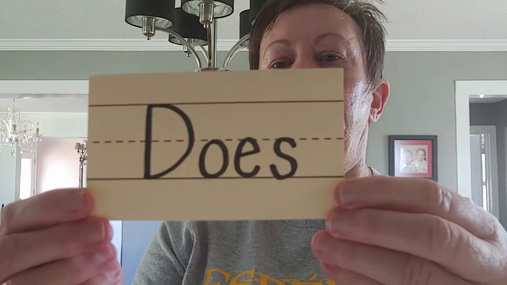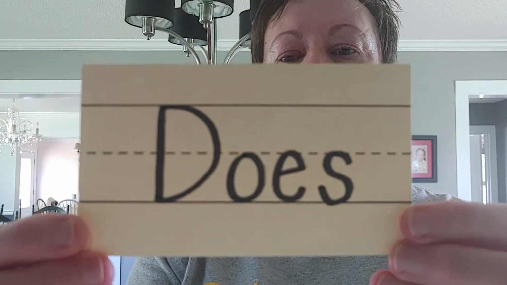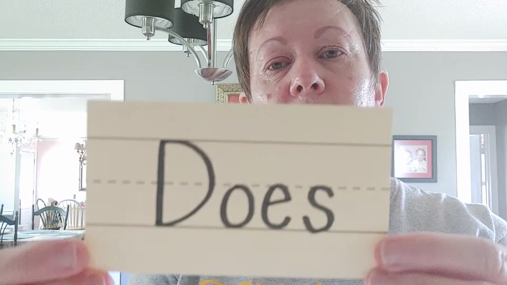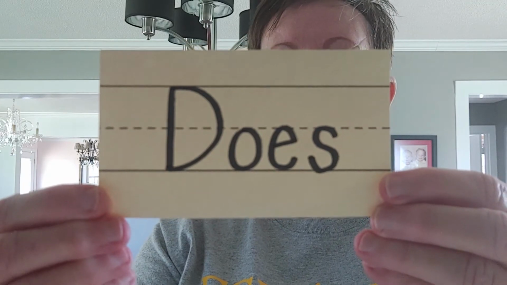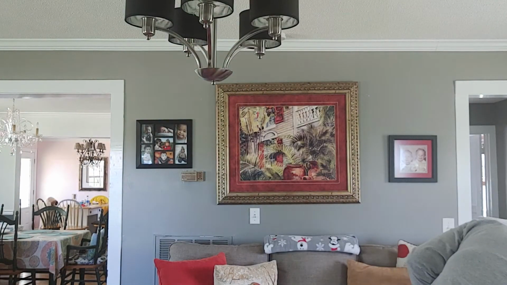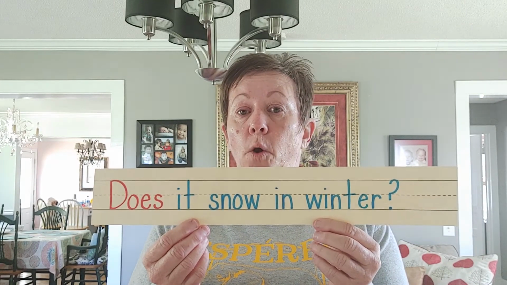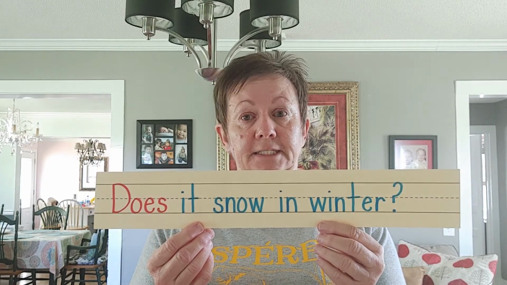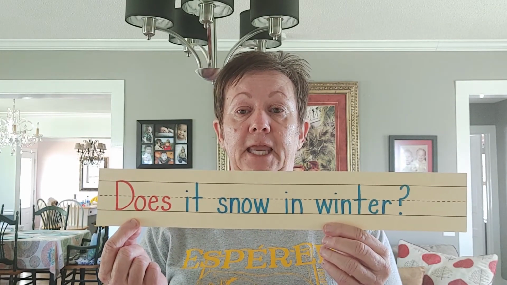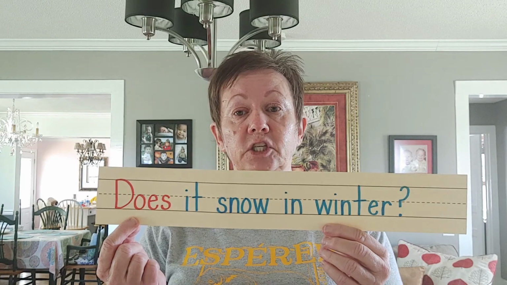And lastly, here's the word does with a capital D at the beginning. It's still the same word. It just has a capital D. And remember, we use it with a capital letter at the beginning of a sentence. Does it snow in winter? We're asking a question again. So does, when it's used at the beginning of a sentence, is a question word.